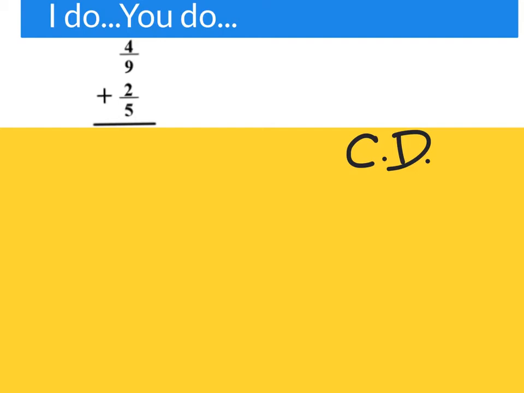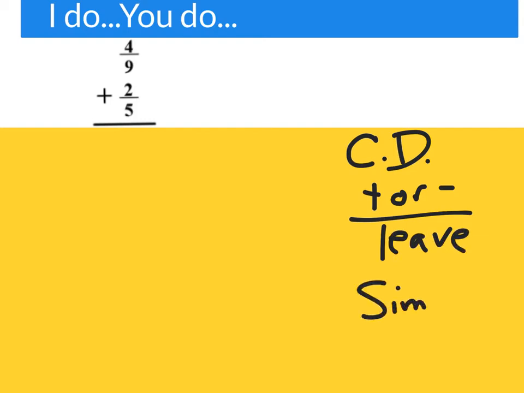Then you are ready to add or subtract the numerators and leave the bottom as that new common denominator. And then, of course, your last step in all fraction problems is simplify. So let's do that on this problem.